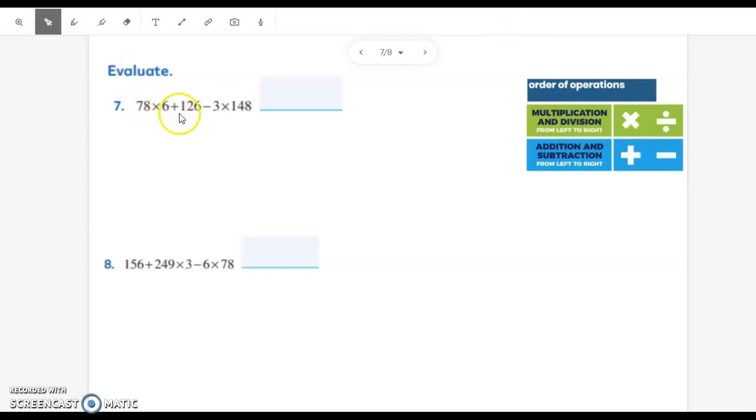78 times 6 plus 126 minus 3 times 148. Okay, there's a lot going on here. We can see that we're multiplying, adding, and subtracting. So I put this picture over here for you, hopefully to help you. When we have something like this, we have to do the math in order. So we have to first either multiply or divide, going from left to right. Then once we have those answers, then we can add and subtract, again going from left to right. So let's practice this together.